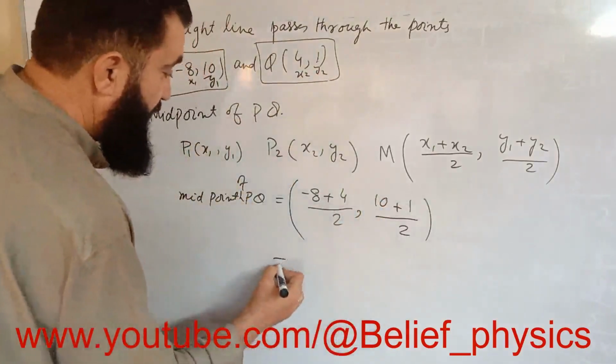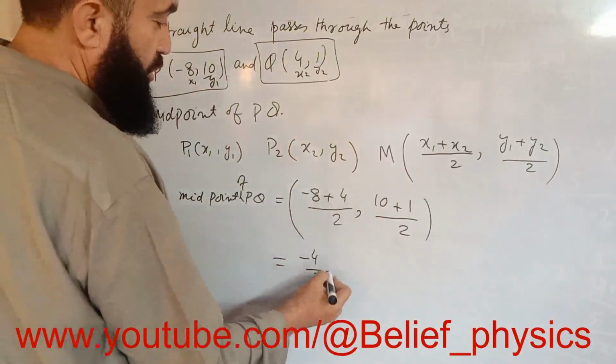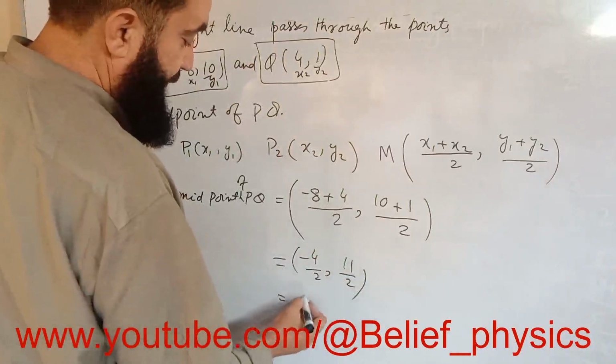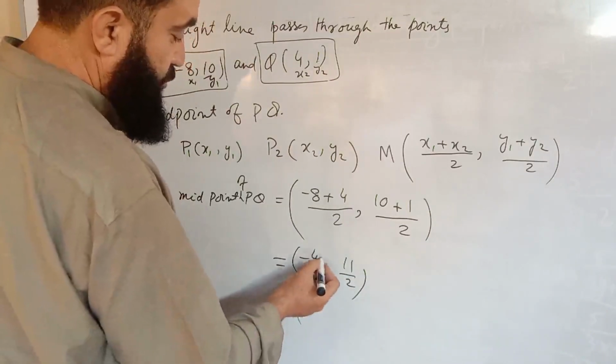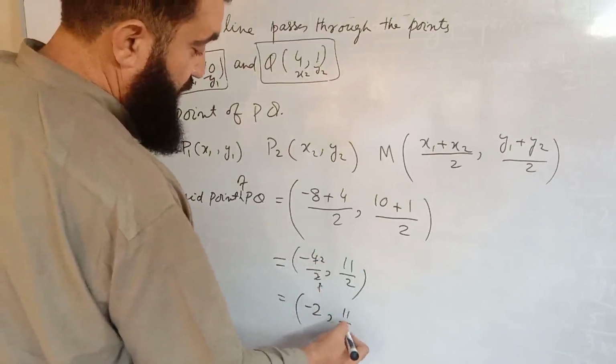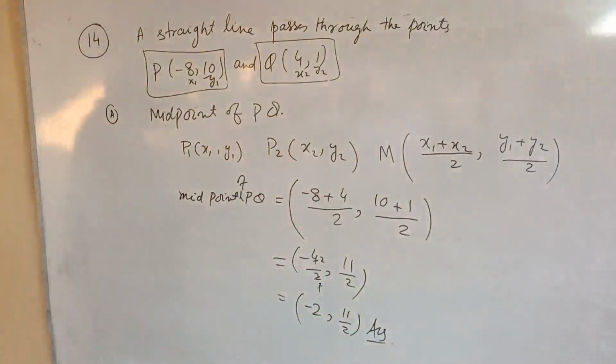So midpoint of PQ will be minus 8 plus 4 is minus 4 over 2, comma 11 over 2. You can write it like that. 2 1s are 2, 2 2s are minus 2, comma 11 over 2. So this is the answer. This is the midpoint of PQ. So midpoint of PQ is minus 2, comma 11 over 2. You can write 11 over 2 as 5.5.